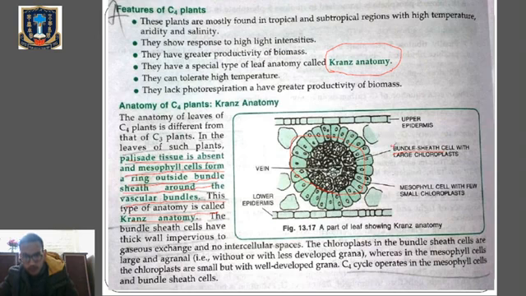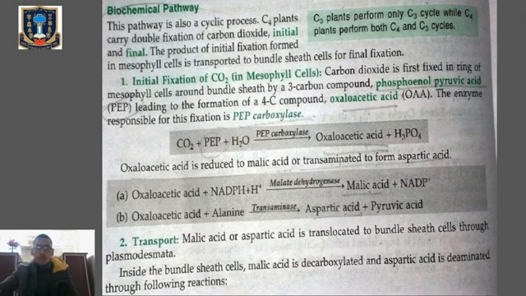Okay, so now let's see the biochemical pathway of the C4 cycle. This pathway is also a cyclic process, where there will be double fixation of carbon dioxide. We have the initial fixation and the final fixation of carbon dioxide in the C4 pathway. So what are the initial product and the final product of carbon dioxide fixation in the C4 pathway? We are going to discuss that.